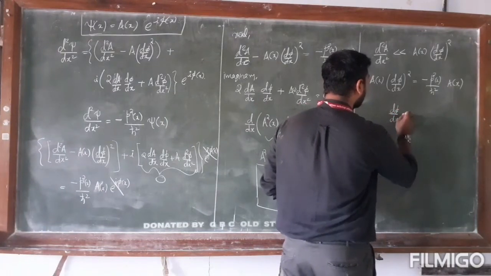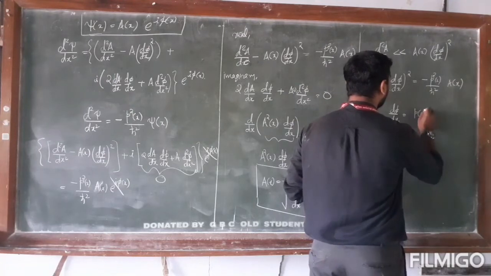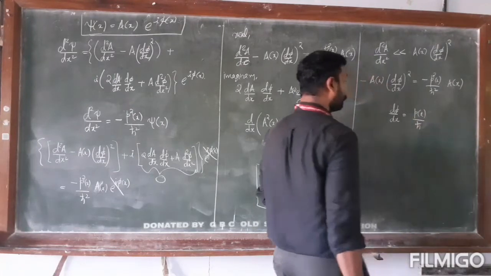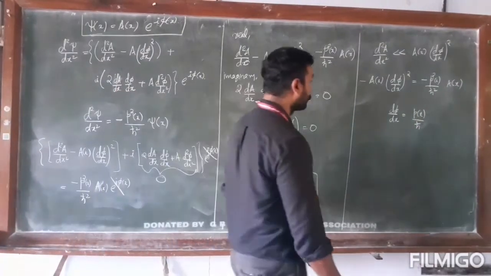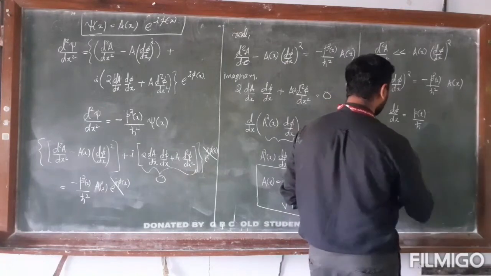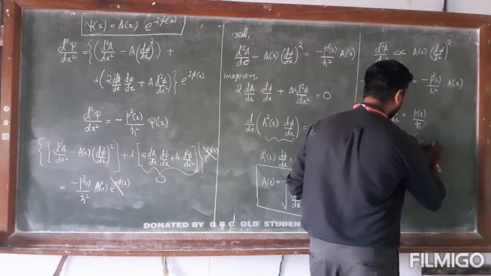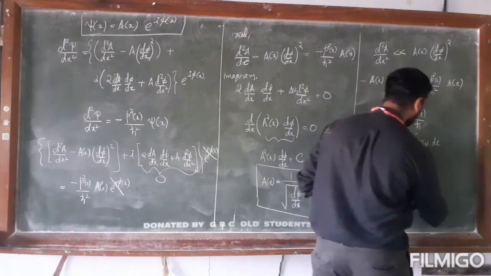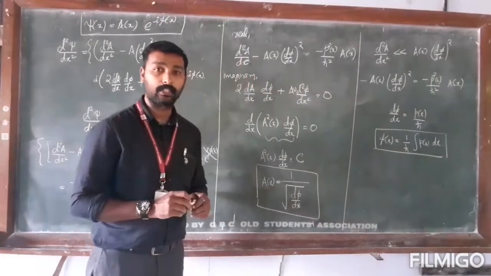dφ/dx equals p(x)/ħ. So dφ/dx equals p(x)/ħ, or φ(x) is equal to 1/ħ integral p(x) dx. So φ(x) I can write as 1/ħ integral p(x) dx.